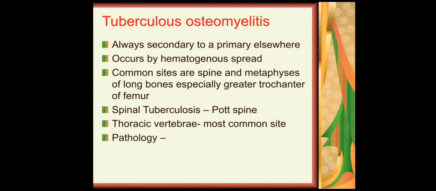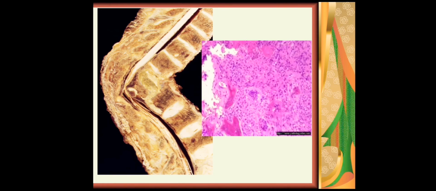Common sites are the spine and the metaphysis of long bones, especially the greater trochanter of the femur. If it affects the spine, it is called Pott's disease. Spine is involved in 40% of cases of mycobacterial osteomyelitis. Similar to vertebral osteomyelitis, the infection breaks through the intervertebral disc to affect multiple vertebrae and extends into the soft tissue. This will lead to permanent compression fractures and produce scoliosis or kyphosis and neurological deficit as well.